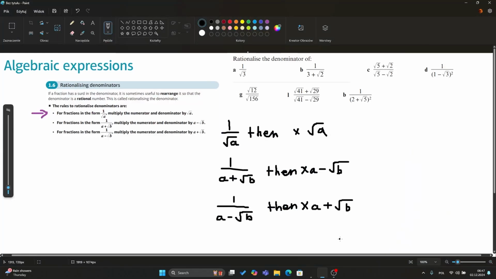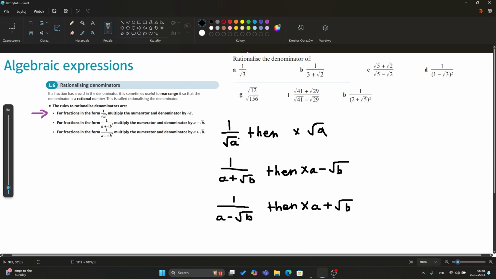Hello and welcome to the last topic of algebraic expressions, where topic 6 is rationalizing denominators. Rationalizing basically means getting rid of the denominator that has a surd. And we do that because as mathematicians we do not like to have surds at the bottom of the fraction.